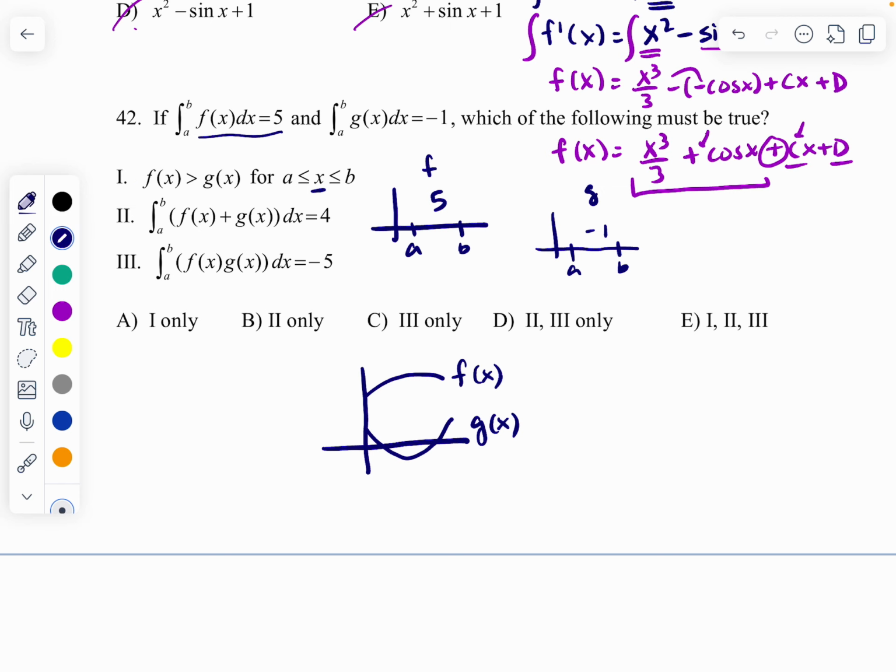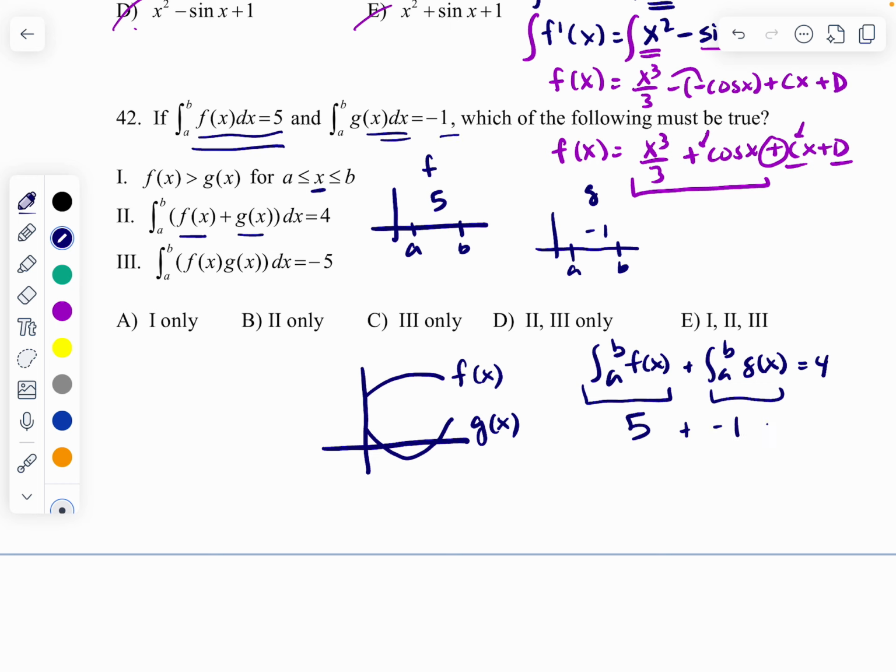Okay, the integral from a to b of f of x plus g of x is 4. Well, let's see if that works. I can break it up because it's adding. So the integral from a to b of f of x plus the integral from a to b of g of x, does that have to equal 4? The integral of f of x, they told me that was 5, plus the integral of g of x is -1. 5 plus -1 indeed is 4. So I know this is right for sure. So it can't be a, it can't be c, and it could be the other ones.